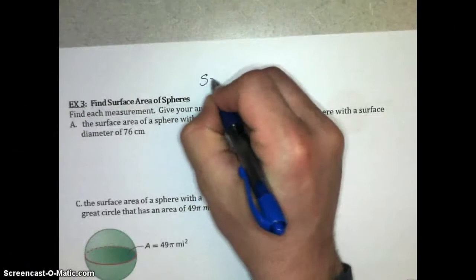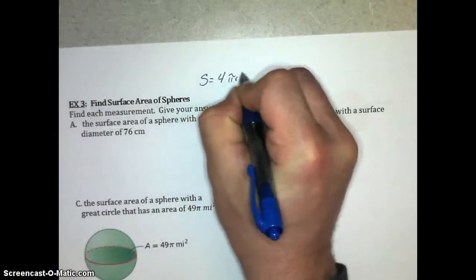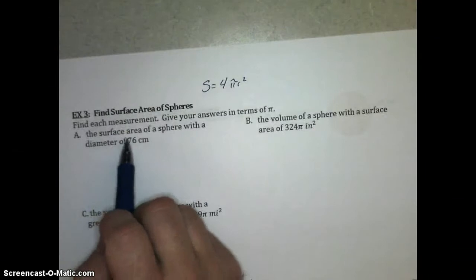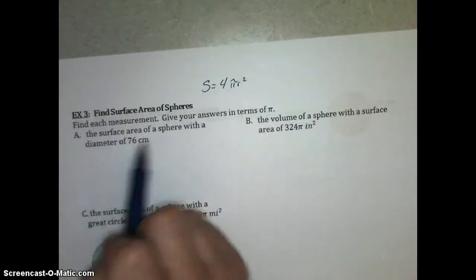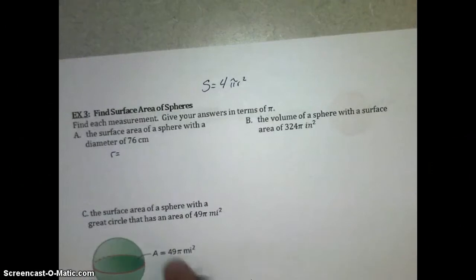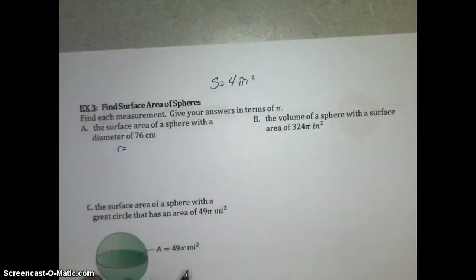Remember, the surface area is 4 pi r squared. So you guys should be able to find part A on your own. I'm going to let you do that and we'll check our answers because they give you a diameter. Remember, that's twice the radius. So first you need to find the radius. Go ahead and pause the video, give yourself some time to work that out and check your answer.